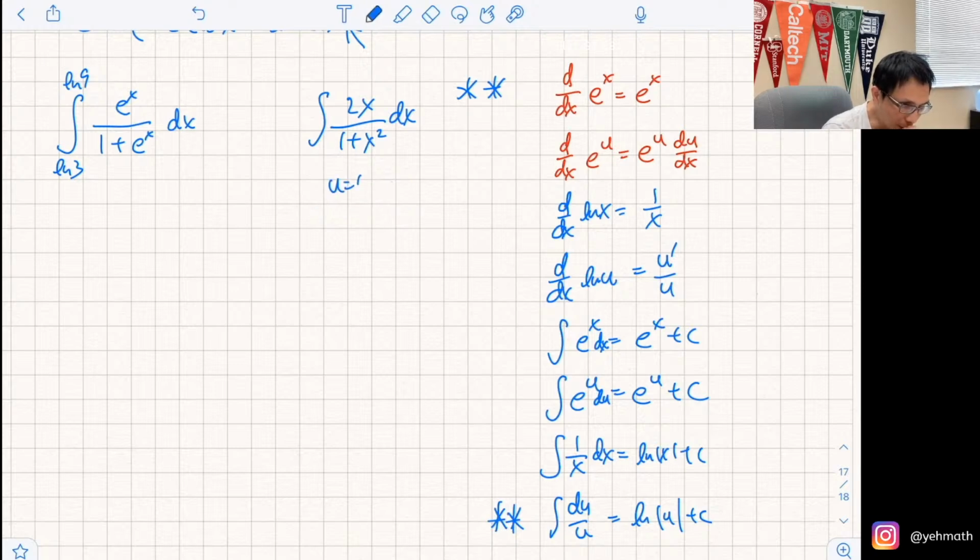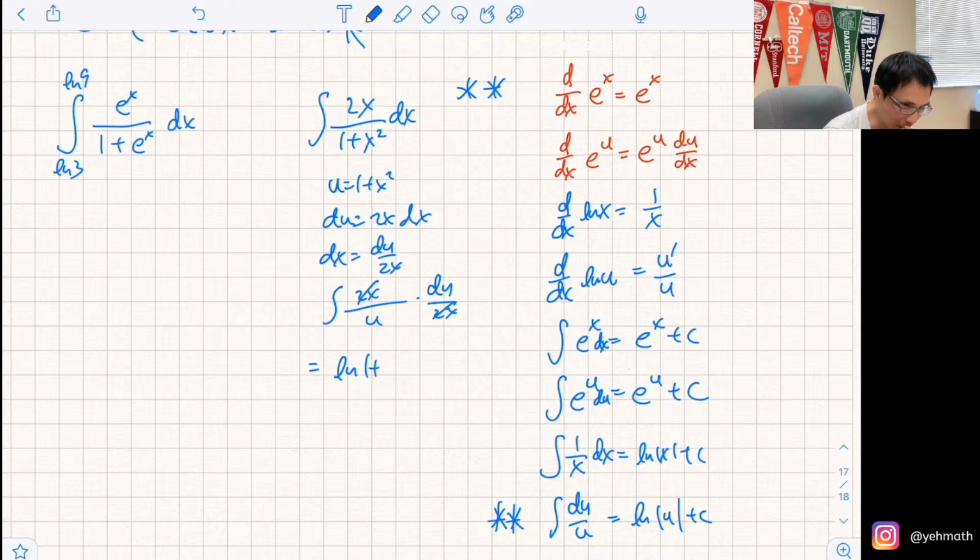So u equal to 1 plus x squared, du is equal to 2x dx. And remember, solve for dx. dx equal to du over 2x. And that's going to be 2x over u times du over 2x, and that would cancel out. That would be equal to natural log of 1 plus x squared plus c. So that is the integration because there's a one difference apart.